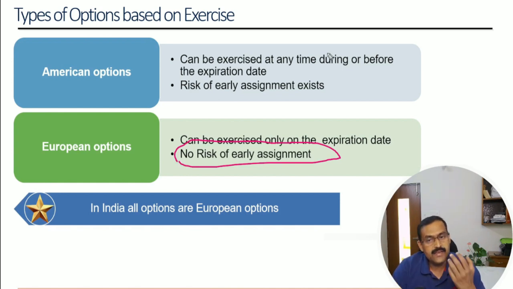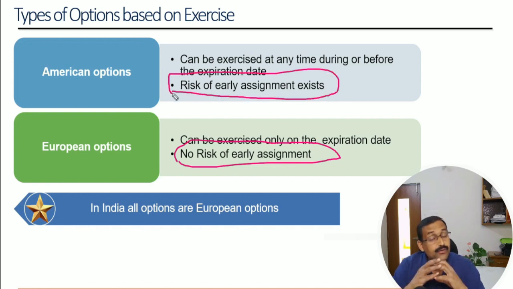Whereas in case of the American equity market, where options are American options, there is always a risk of early assignment. So you may easily get assigned for the physical settlement. You will have to do the physical settlement.